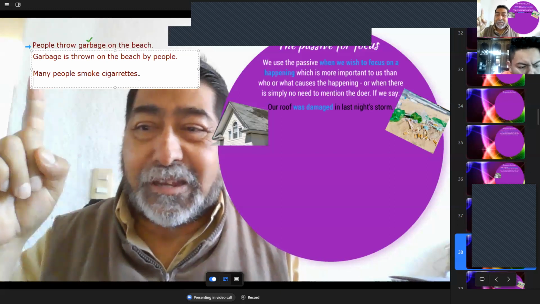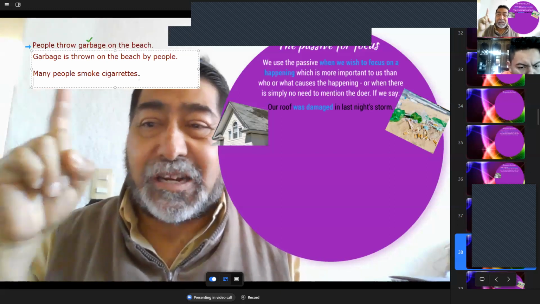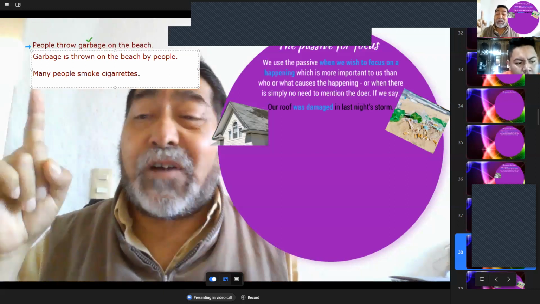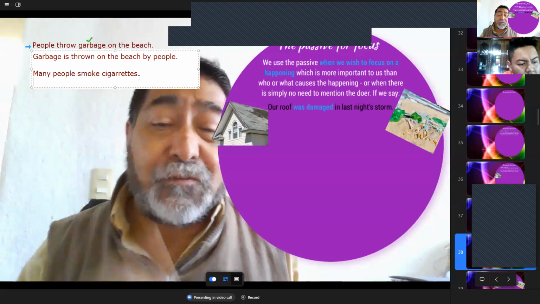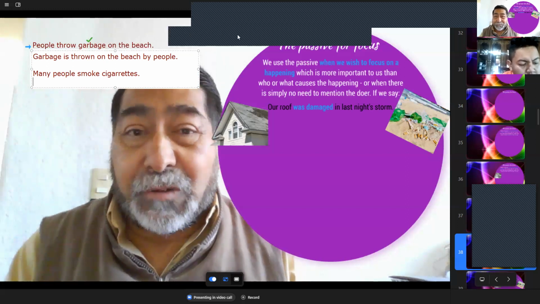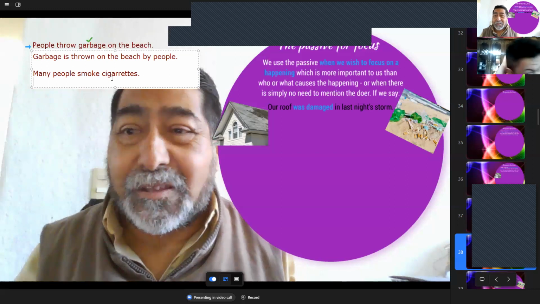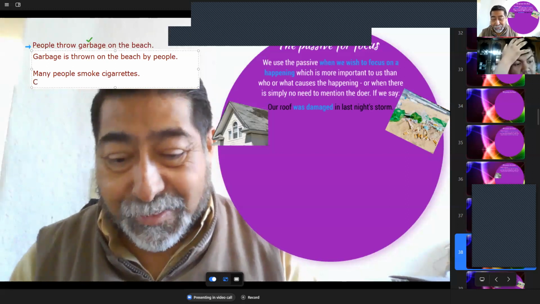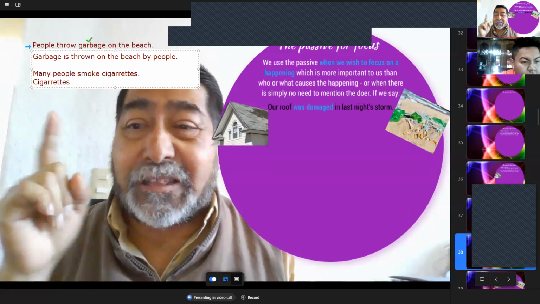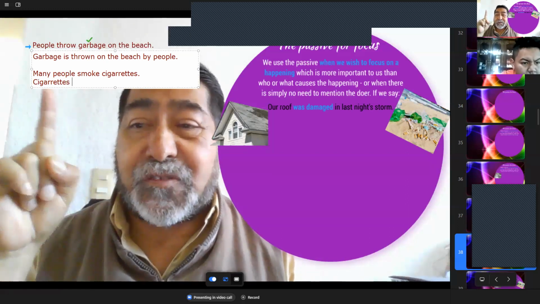In my active voice, I say many people smoke cigarettes. This is active voice. Now, if I want to transform this into passive, what will be the idea? Cigarettes. What is the correct form of the verb to be?